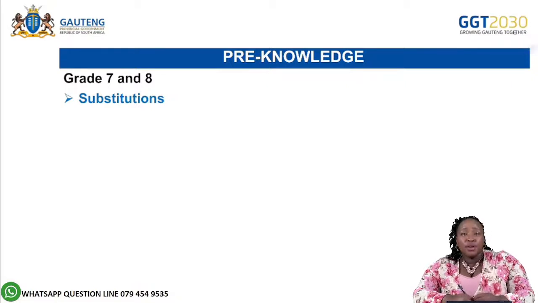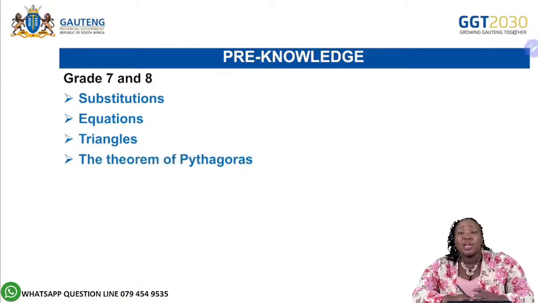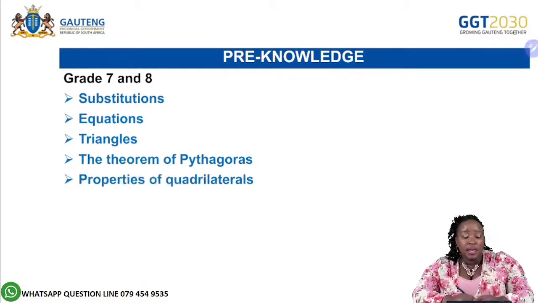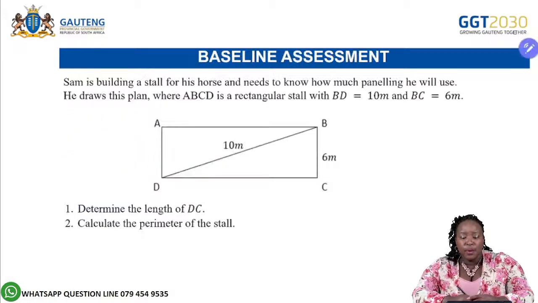And your pre-knowledge will include substitutions, equations. You need to remember your classifications of triangles as well, the theorem of Pythagoras, also your properties of quadrilaterals, and obviously perimeter and area of 2D shapes as well. This is your baseline assessment.